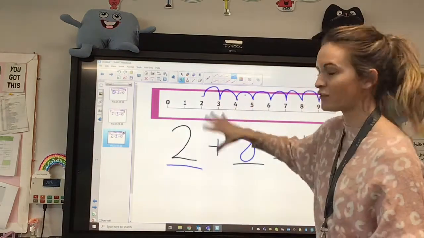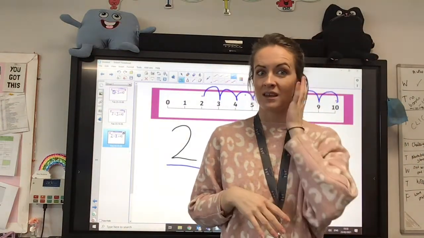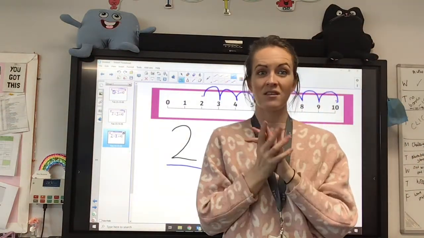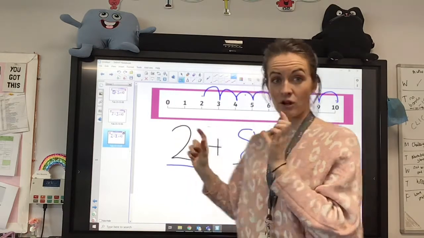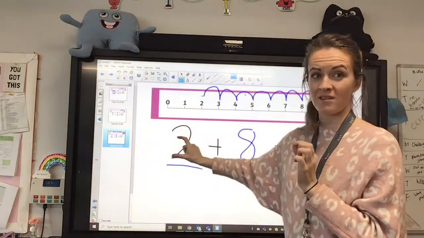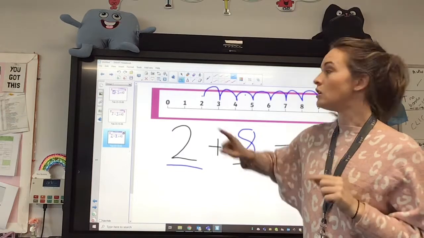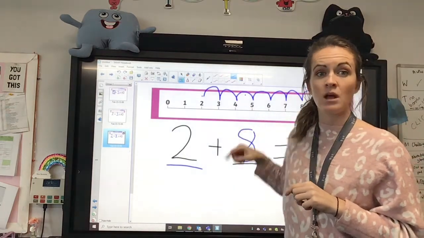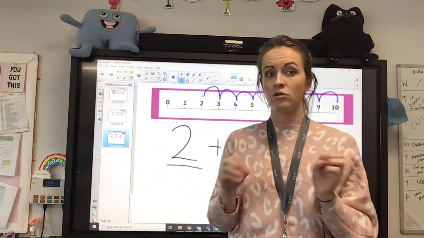Well done, everybody. We've got a sheet that we'd like you to have a go at. Lots of different ways to make 10. You might have the numbers in different places. Remember what I said, sometimes it moves around. You can use your number line to help you. You could use your fingers or you can use objects.